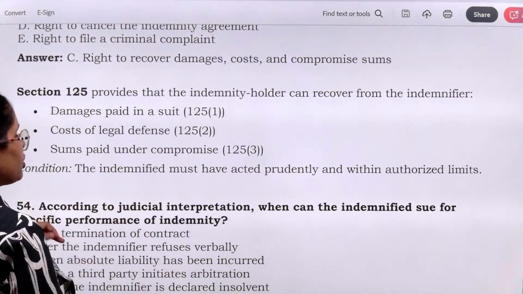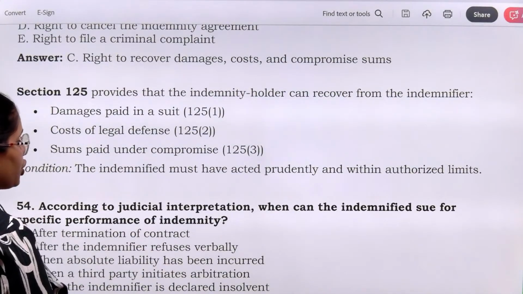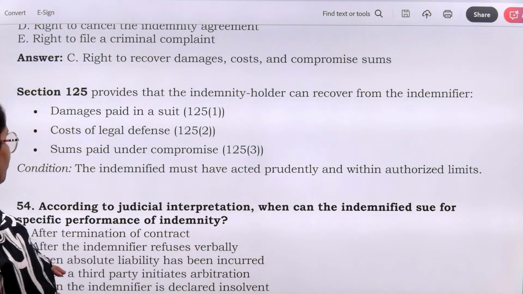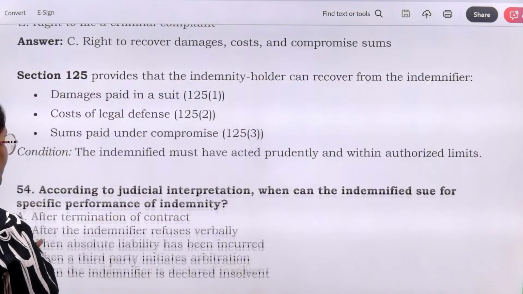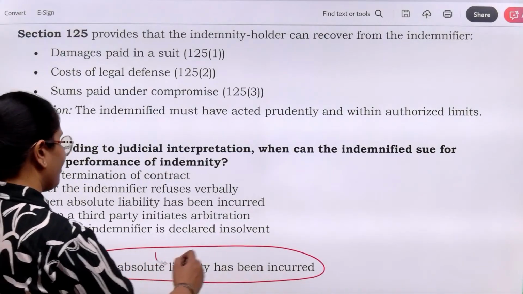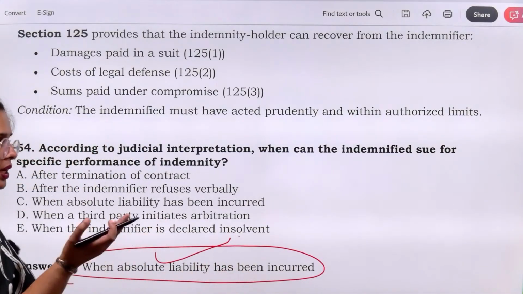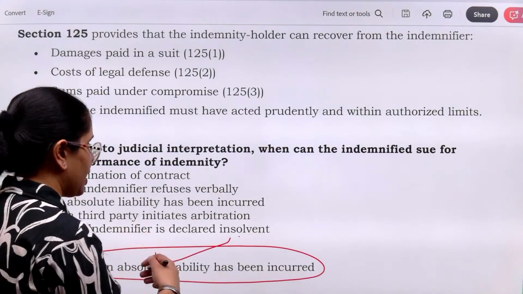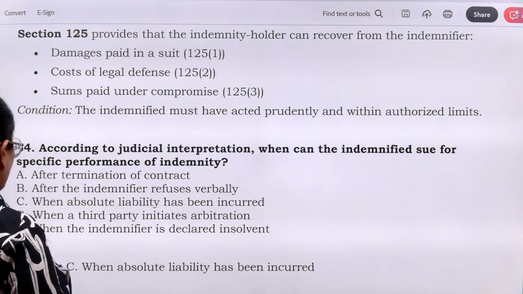Now as per the judicial interpretation, when can the indemnified sue for specific performance? Now you have to indemnify when the absolute liability has been incurred. When I have incurred the loss, obviously I will call upon the company, for example an insurance company, to come and make good my loss, right?